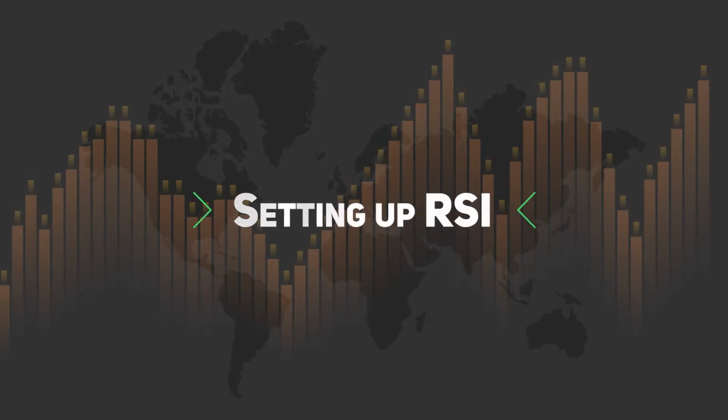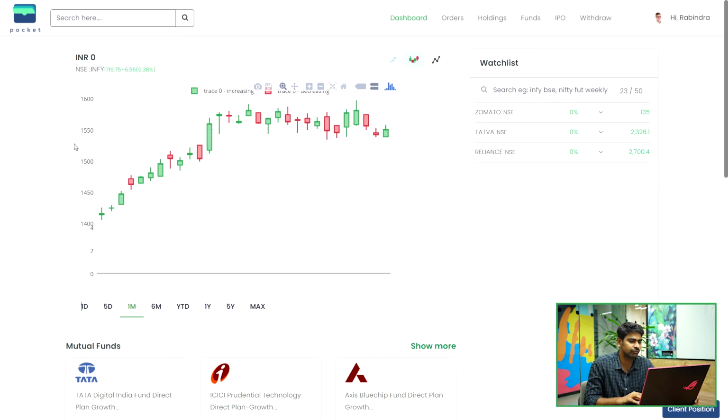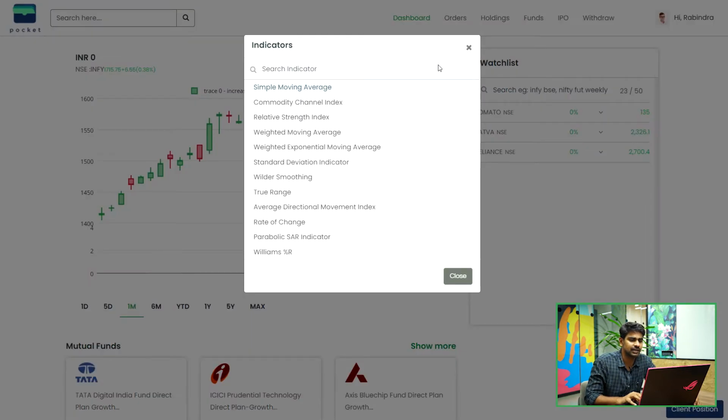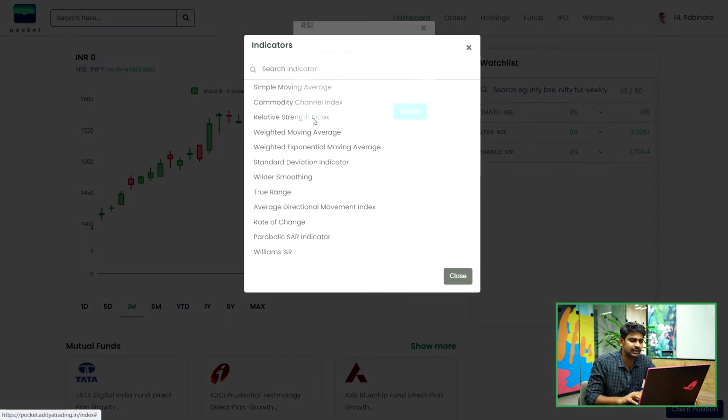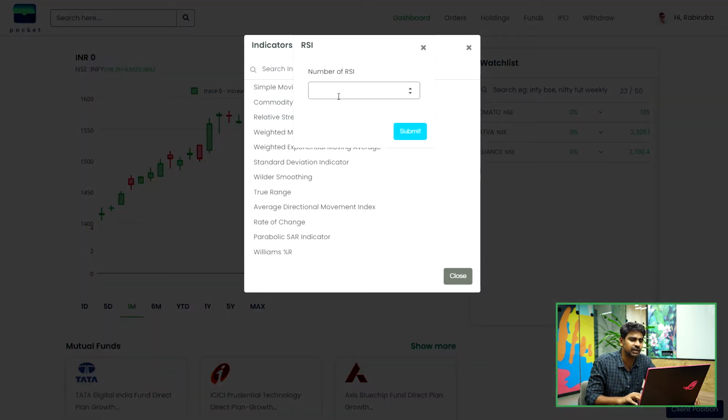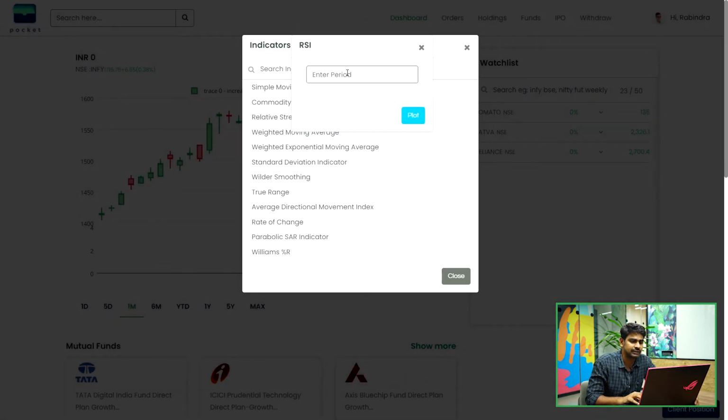Now let us open the chart of the stock that we would like to study. This is Pocket, the new trading platform of ATS. This has got enhanced features. We will make a video on Pocket on how to effectively use this. Go to the Indicators tab and search for Relative Strength Index and click on it. It will ask the number of RSI to be added. If we want to compare one RSI with another RSI for different periods, then we can do that over here. And then it asks for the number of periods for which the RSI has to be calculated.